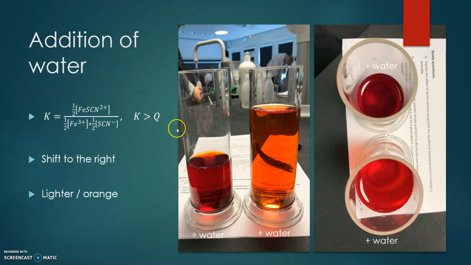Which also means that K is greater than Q, because here we have half of the concentration of iron thiocyanate, divided by half of the concentration of the iron(III) ions and half of the concentration of the thiocyanate, which would then mean that K is greater than Q, which would then make a shift to the right, making the solution lighter and more orange.